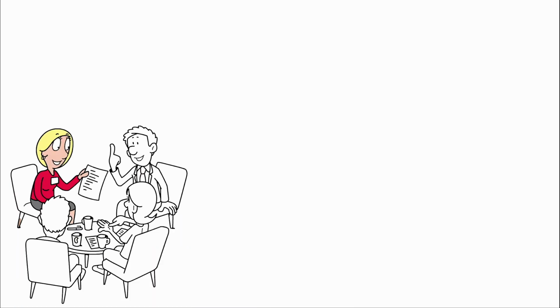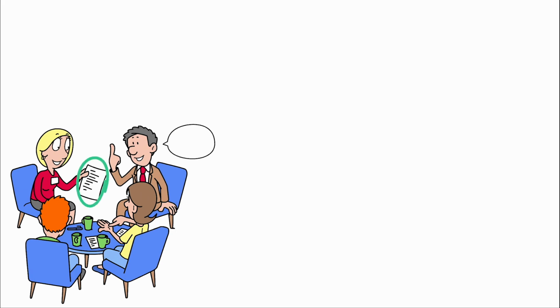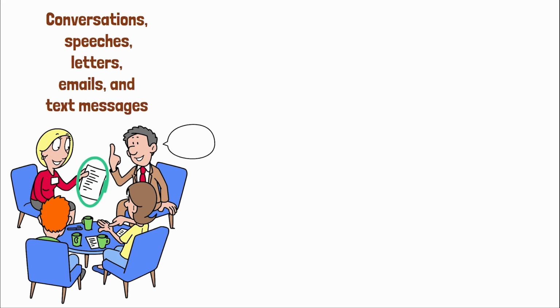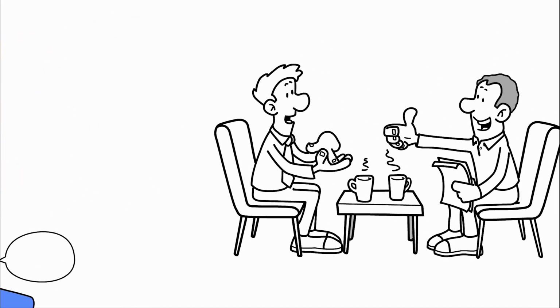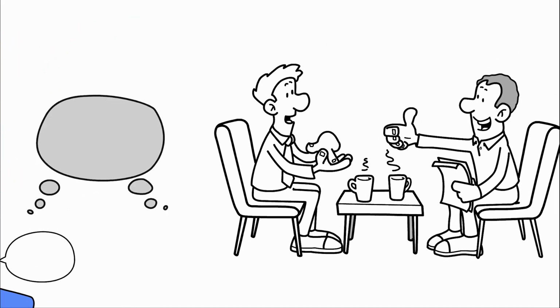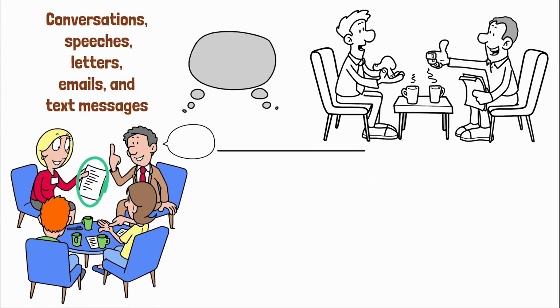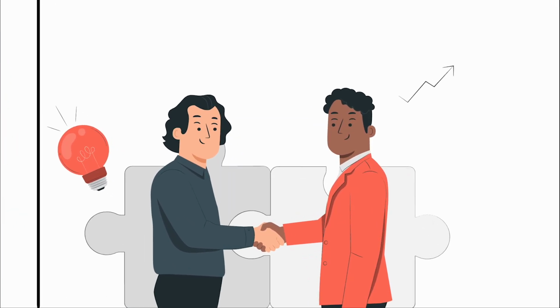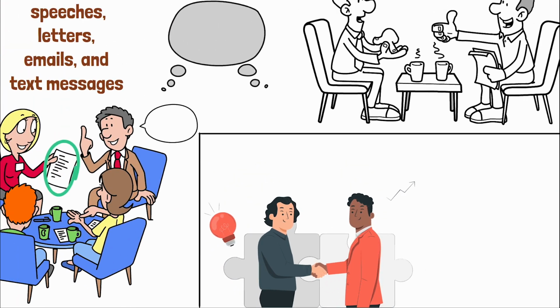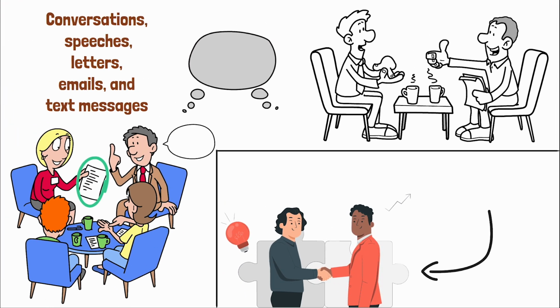Verbal communication involves the use of spoken or written language to convey messages. It includes conversations, speeches, letters, emails, and text messages. Verbal communication relies on language and its nuances, such as tone, pitch, and choice of words, to convey meaning accurately. Nonverbal communication, on the other hand, encompasses body language, facial expressions, gestures, and even silence. These nonverbal cues often play a significant role in conveying emotions and intentions.